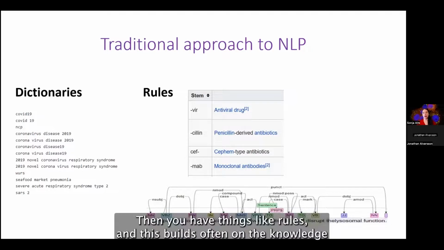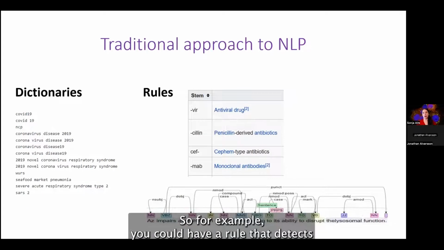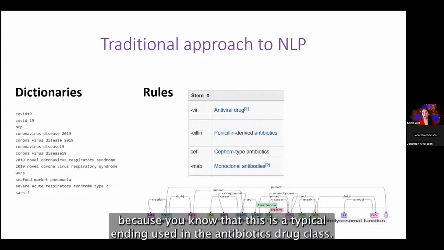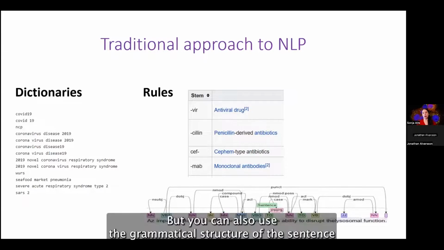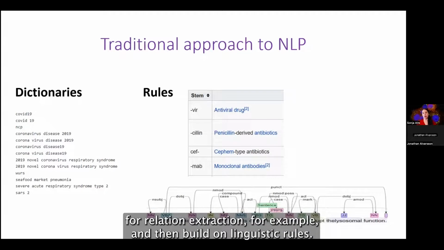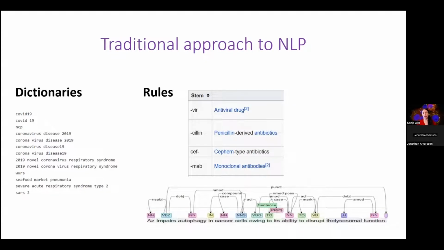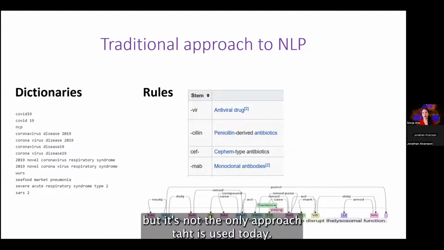Then you have things like rules, and this often builds on the knowledge of the researchers. So for example, you could have a rule that detects all the words ending with "silin" as an antibiotic, because you know that this is a typical ending used in the antibiotics drug class. But you can also use the grammatical structure of the sentence for relation extraction, for example, and then build on linguistic rules. And this still has use today in many contexts, but it's not the only approach that is used today.